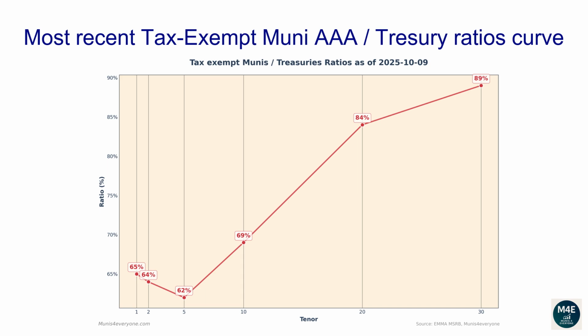The current one-year ratio is 65%. The 2 years ratio is 64%. The 5 years ratio is 62%. The 10 years ratio is 69%. The 20 years ratio is 84%. The 30 years ratio is 89%.